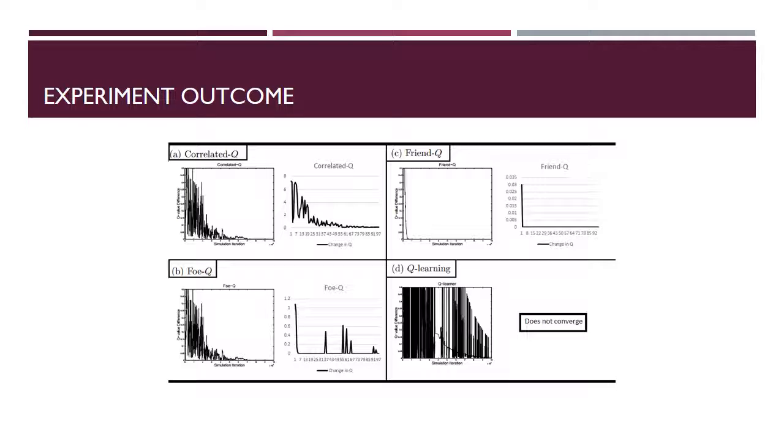For FOQ, I see the change in Q value quickly approach 0, but then some strange spikes here and there where the Q value does jump up. I'm not sure why. For FriendQ, I see exactly that it quickly settles onto an equilibrium. And for Q-learning, I observed just complete divergence.